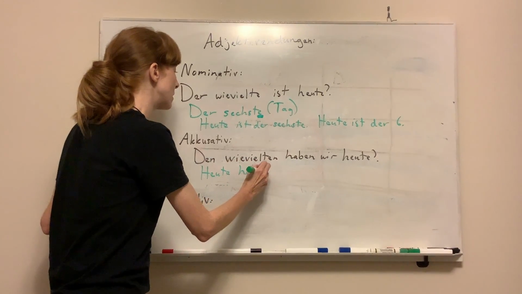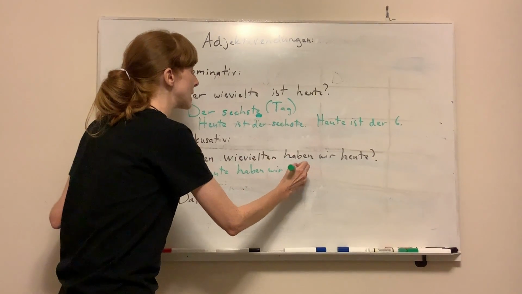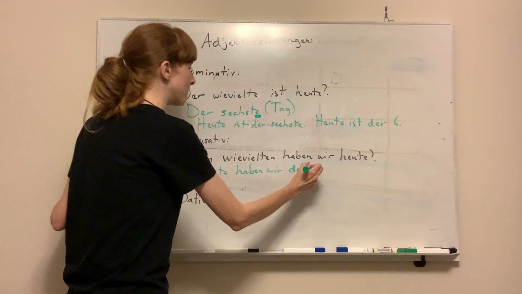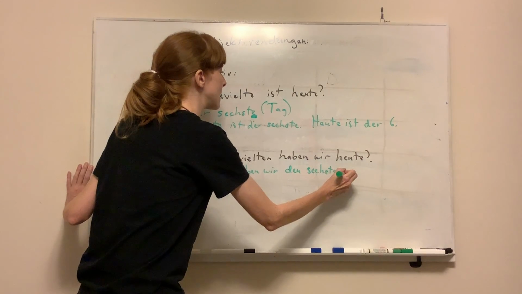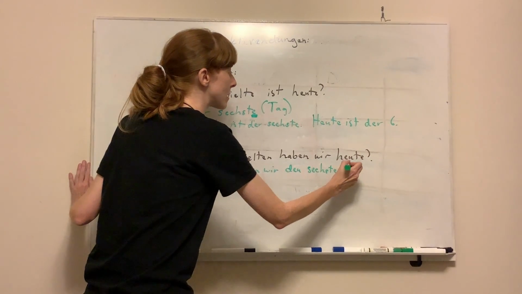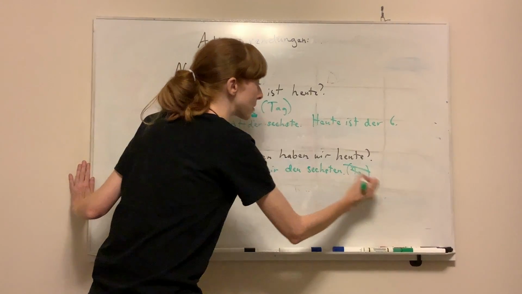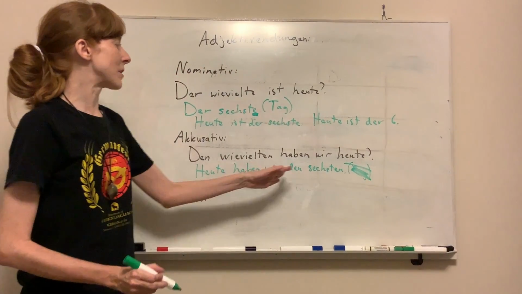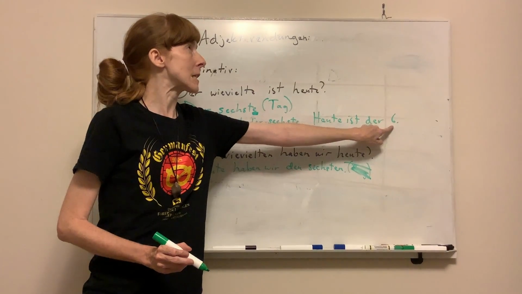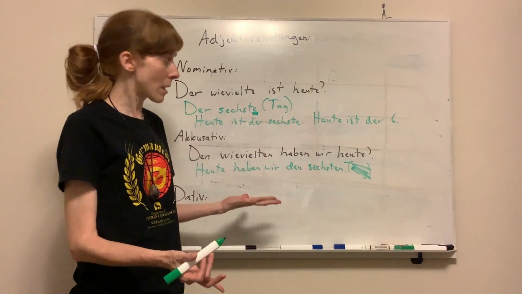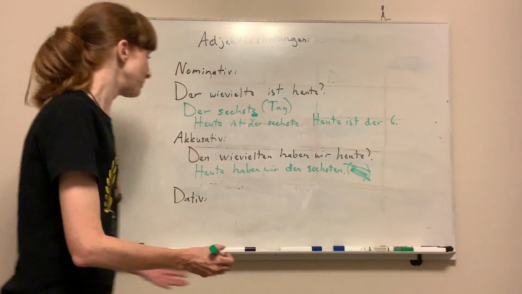Heute haben wir, except this time, since it's your direct object, we're going to use den 6. Heute haben wir den 6. Now you're actually saying heute haben wir den 6. Tag, but we usually don't say that part. Once again, if you see this written out, you'll often see just a number with a period there. But once again, if you don't know your adjective endings, you won't know how to read the sentence.